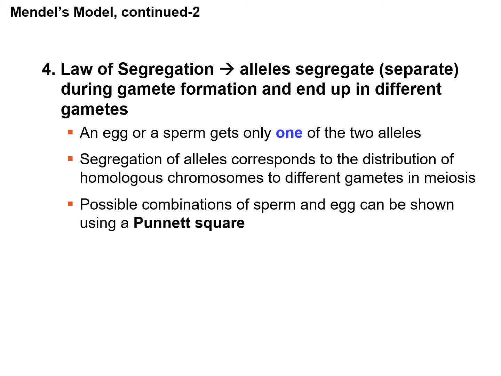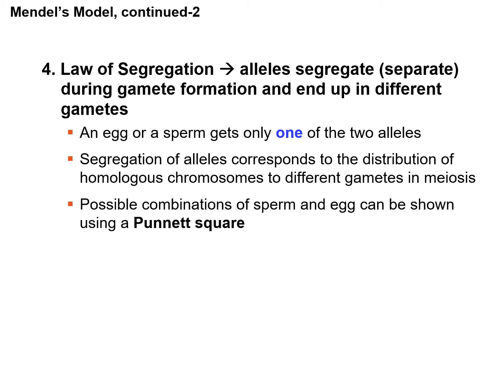The fourth and final part of Mendel's model, the law of segregation, states that the two alleles for a trait segregate, or you can think separate, during gamete formation and end up in different gametes. Therefore, an egg or sperm cell only gets one of the two alleles. And upon fertilization, the resulting zygote then receives a pair of alleles, one from each parent.